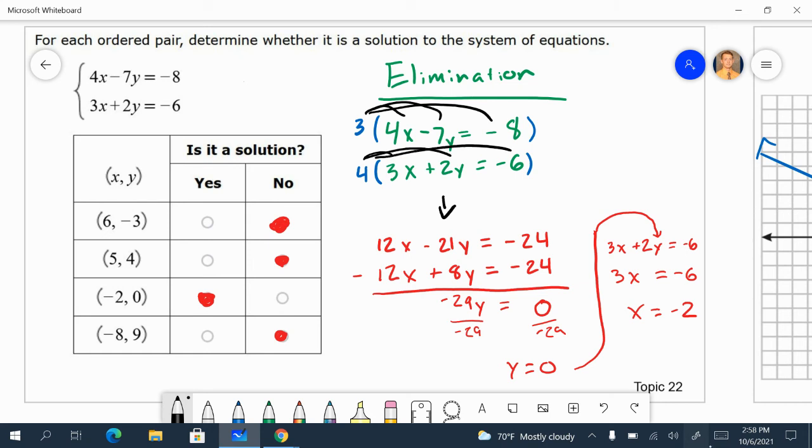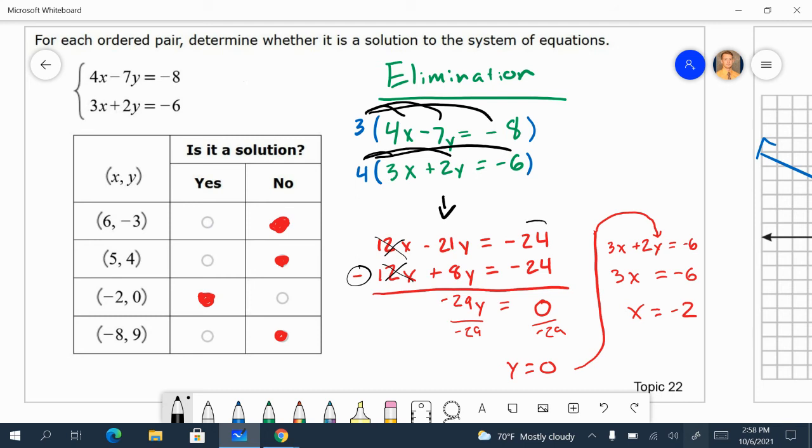I got these two equations, and I noticed that if I subtracted them, I added that symbol later. It wasn't a negative 12. I added that to show you that I'm subtracting. That would get those to go away. If I subtracted these, it'd be negative 21 minus 8, which is a negative 29y.